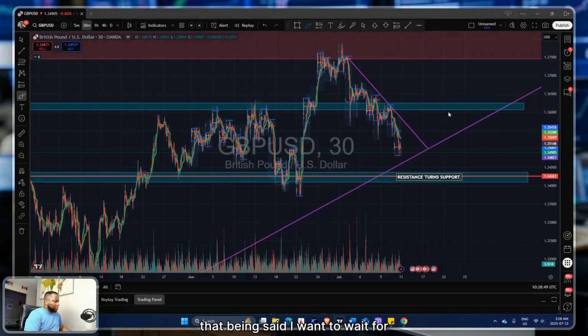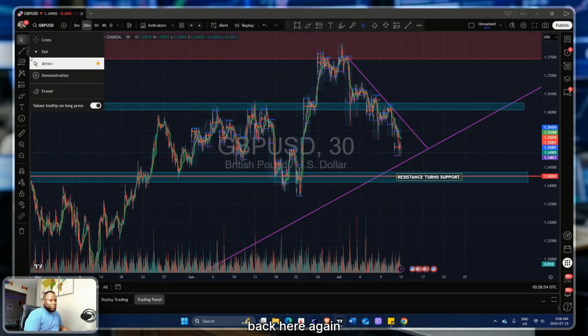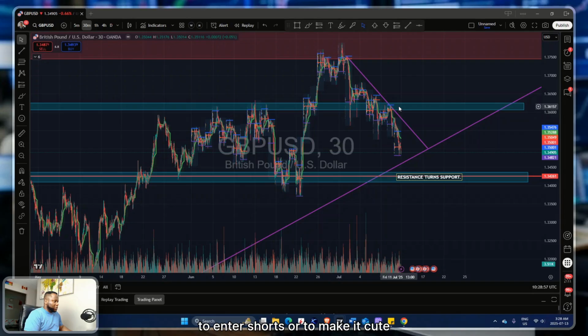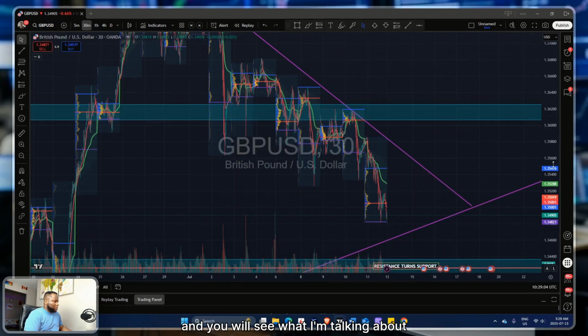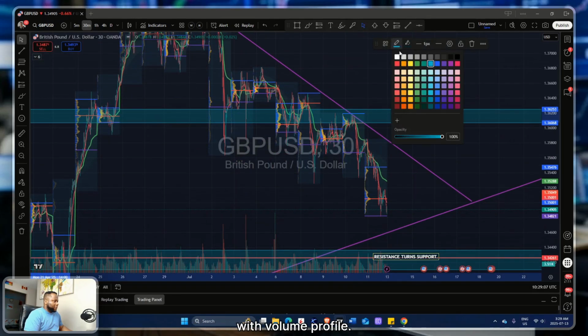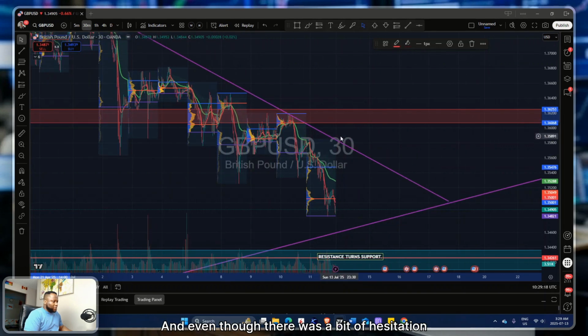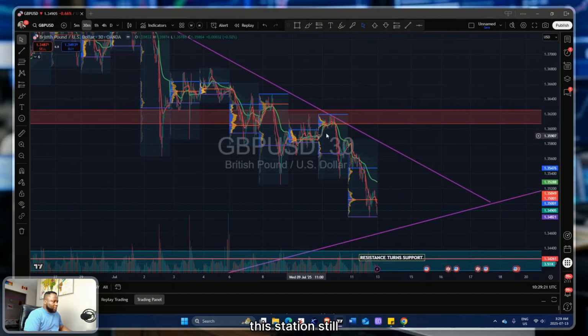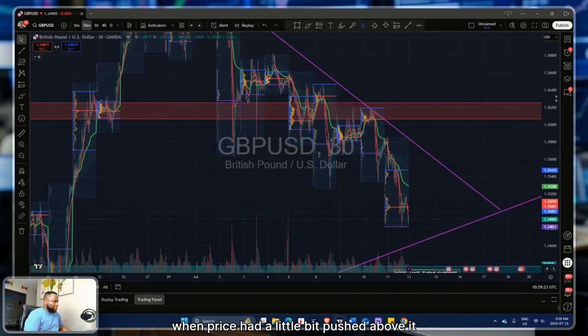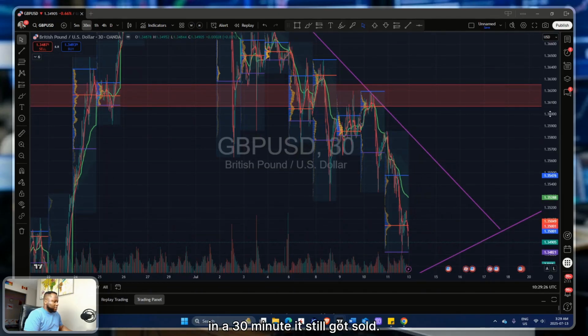So that being said, I want to wait for price to retrace all the way back here again to enter shorts. I'll open the volume profile here, and you will see what I'm talking about. With volume profile, you realize that we have a high volume node here, a high volume node here to the downside, and another one to the downside. Even though there was a bit of hesitation here, when price pushed a little above it on the 30 minutes, it still got sold.